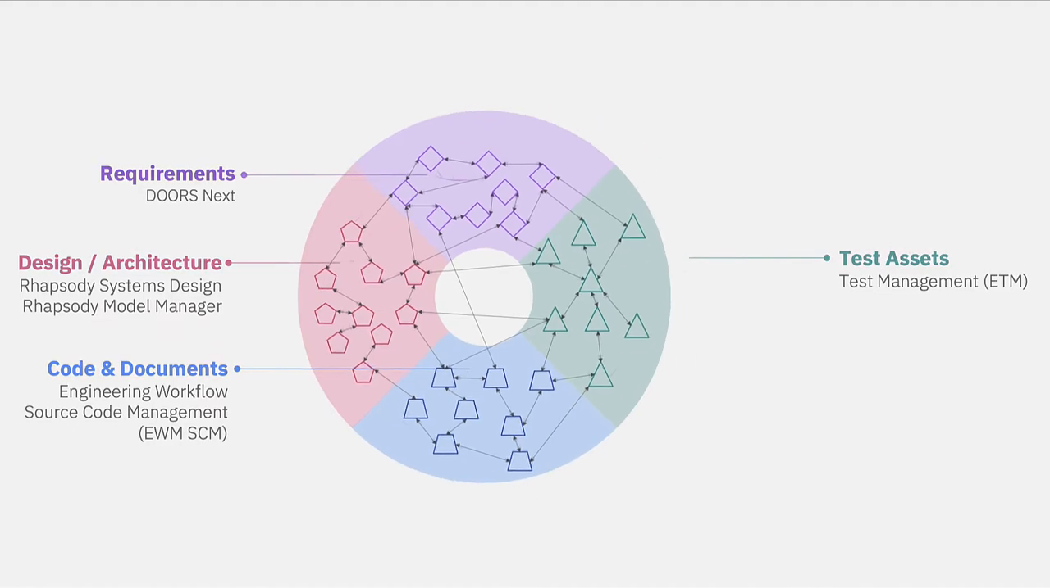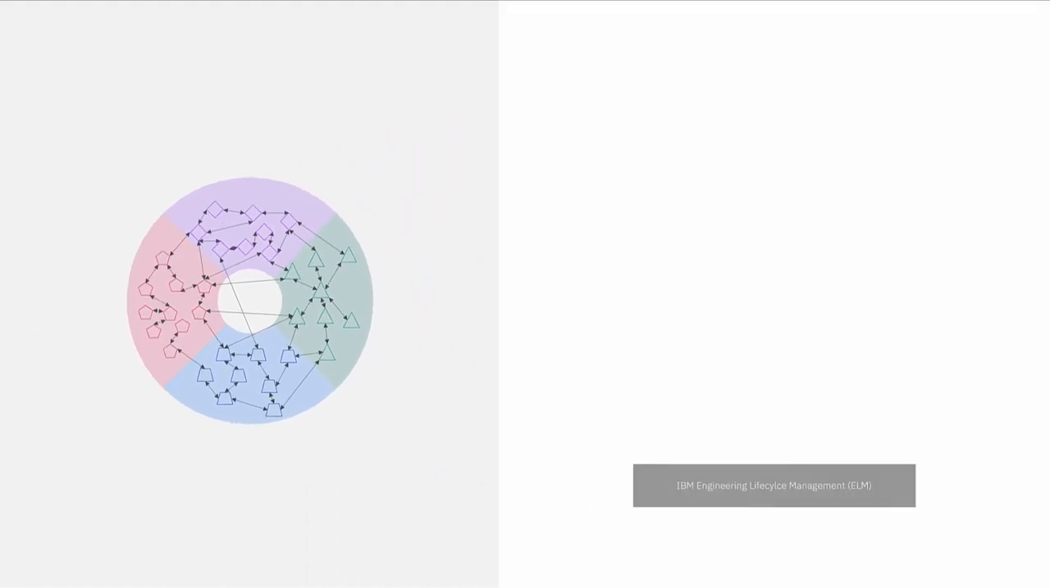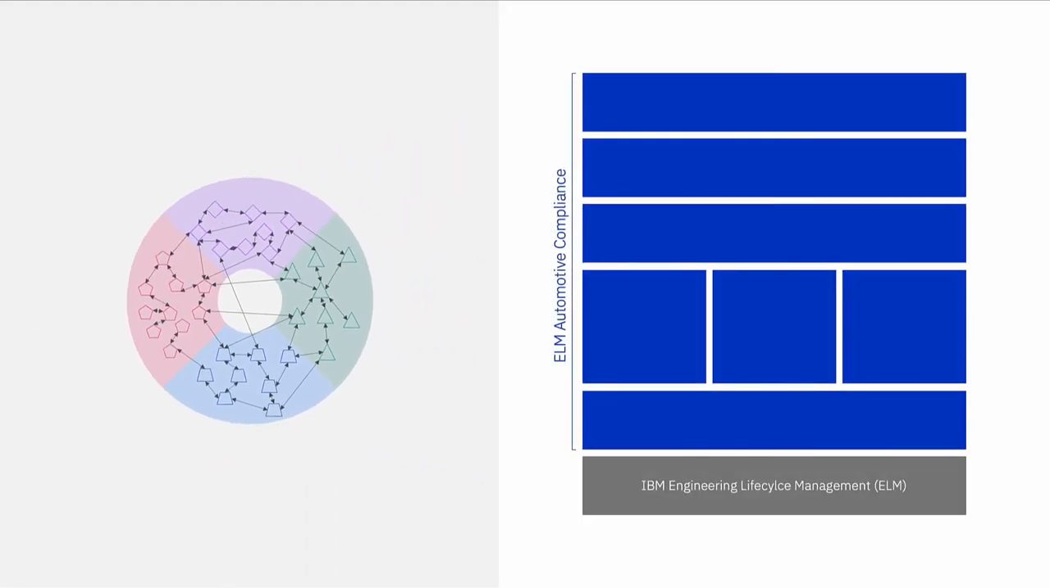IBM ELM is the basis for ELM Automotive Compliance. Whereas ELM itself is not part of automotive compliance, the base capabilities are used in it. But let's discover what we mean by that step by step.